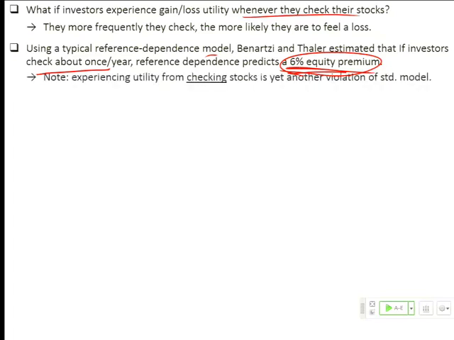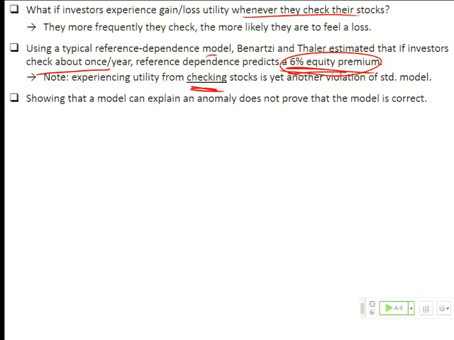Now, mind you, experiencing utility from checking stocks is yet another violation of the standard model, right? Because you're supposed to get utility from consumption, right? Which is to say, after you've sold the stock and spent the money on something is when it's supposed to affect your utility function. If you've ever invested in stocks, indeed, if you've ever played any game that involved a pair of dice, you know that that's not how we think. We get that. It's like a punch to the gut when your portfolio's down.